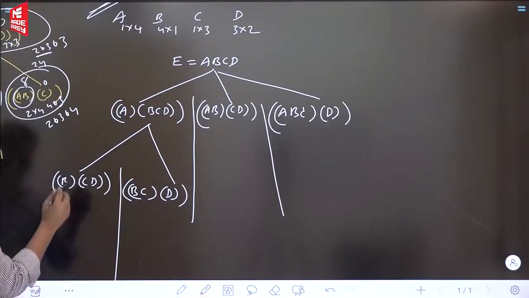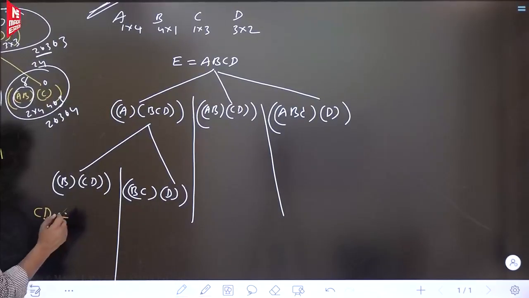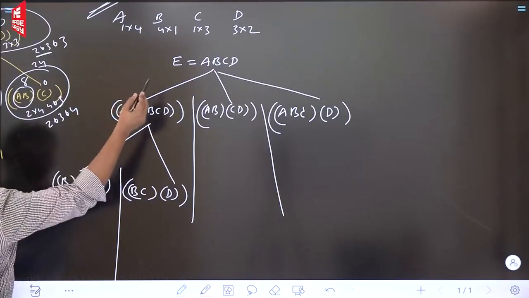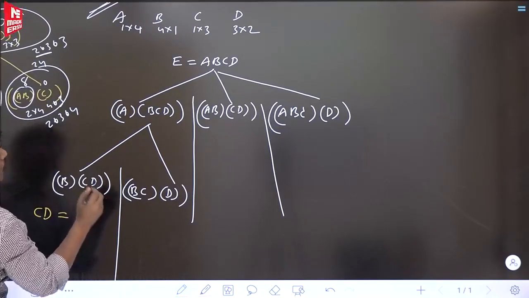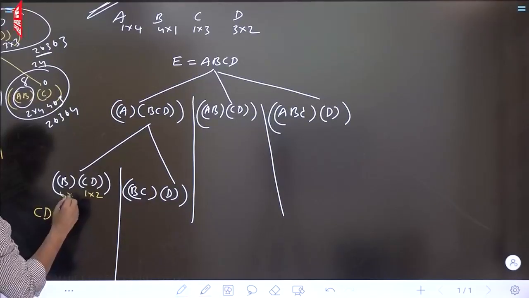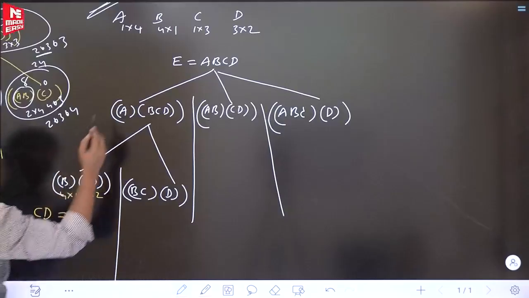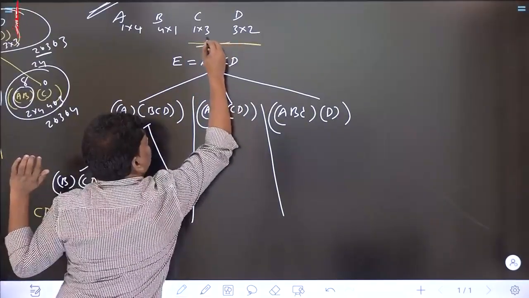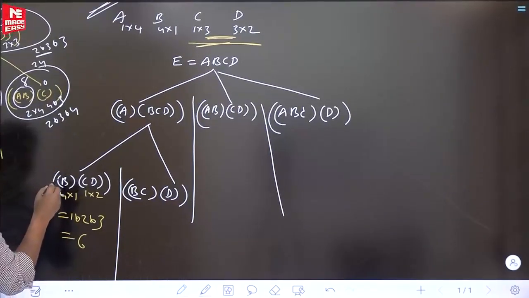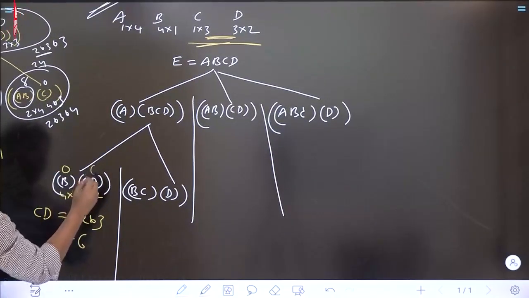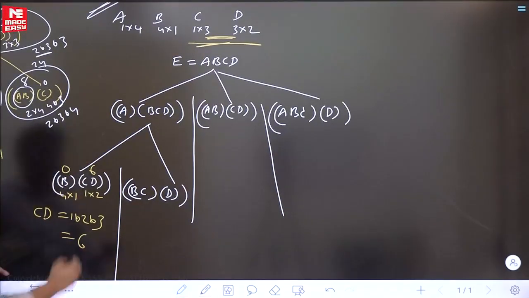See the answer now. Can you help me now to get B into CD? First CD is required. What is the CD size? CD size is going to be 1 by 2. What is the B size? 4 by 1. That's okay. The CD size is 1 by 2, so 1 into 2. Can you help me now to get the one element? What is the answer? CD 1 by 2 into 3, so it will go to 6 in total. So B cost is 0, and CD cost we have done is 6. Let's combine it.